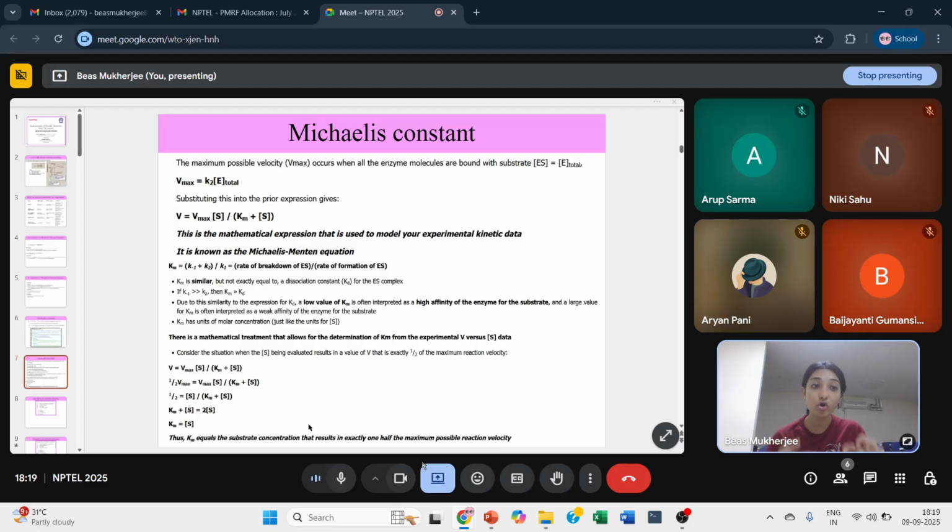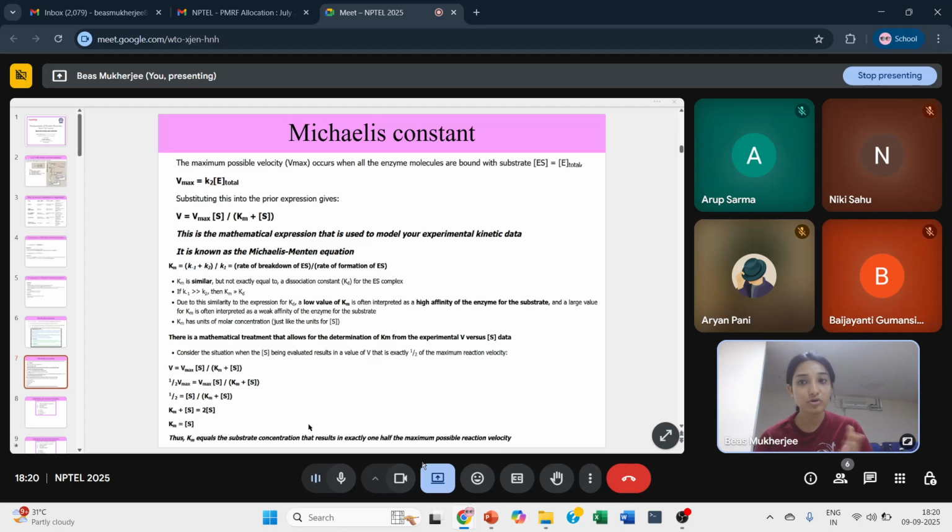Remember all of these equations, because only one value will be given to you and they will ask you to find out all the other values. So you need to know all these different equations, which you can substitute to find out the different values. V is equal to Vmax into S divided by Km plus S. This is your normal Michaelis-Menten equation. This is the mathematical representation that is used to model your experimental kinetic data.